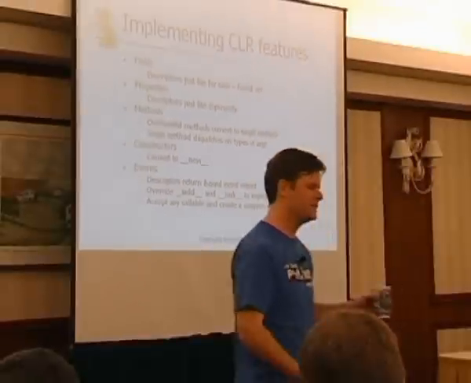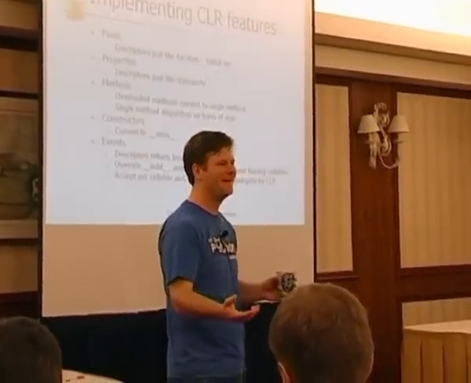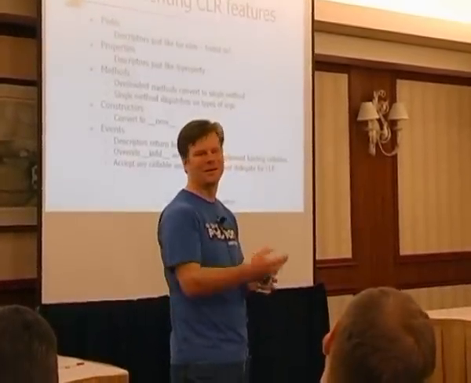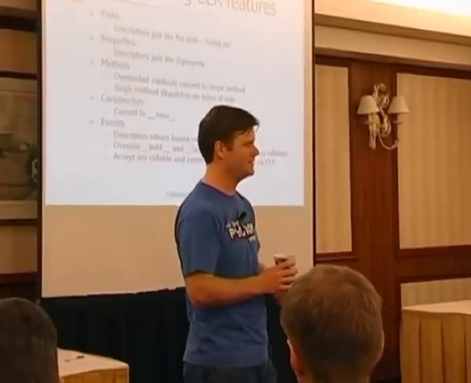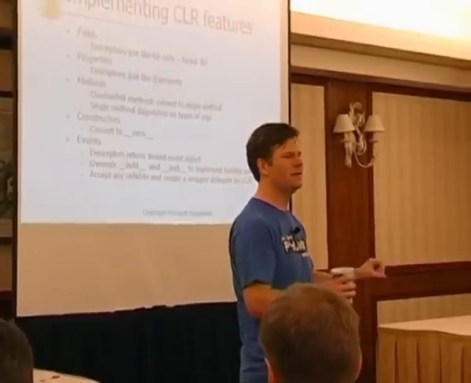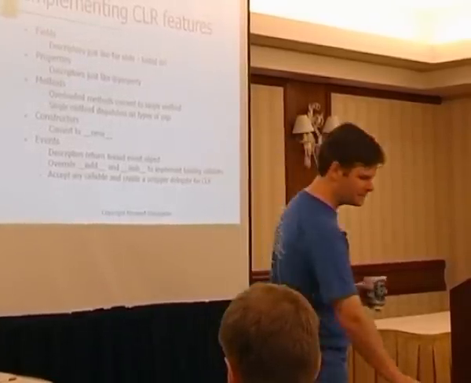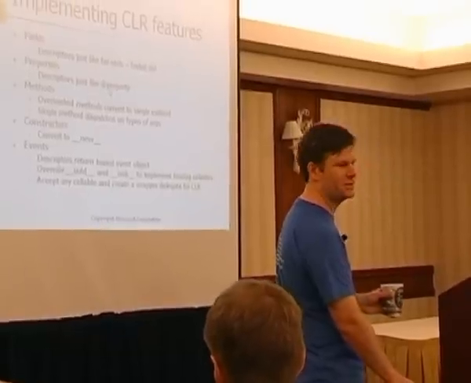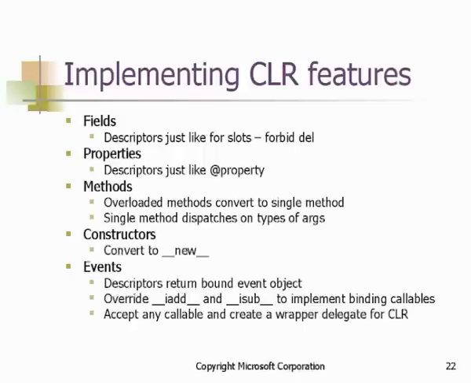So fields for CLR objects work just like descriptors for slots inside of CPython. Delete is forbidden on them because you can't actually uninitialize a field, but they work just like descriptors. They're a descriptor sitting in the class dictionary for the CLR object. Properties, again, are descriptors, just like @property. Methods, there's a little bit here.